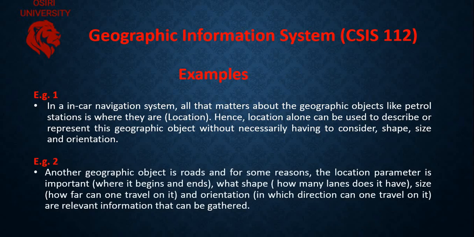Example 2. Another geographic object is a road. And for a number of reasons, this parameter gives an idea. The location parameter of the road tells us where it begins and where it ends. And so we also may want to consider the shape. How many lanes does the road have? We can also look at the size. How far can one travel on it? And the orientation. Are we going towards the north direction or the eastern direction? All of this relevant information can be gathered to represent geographic objects.